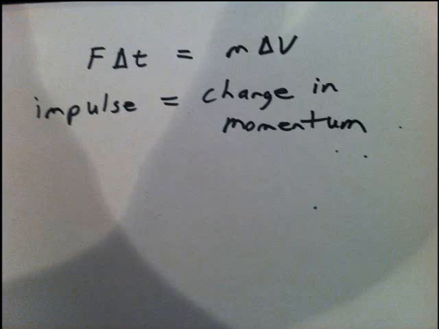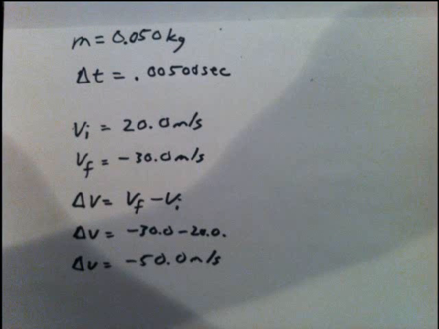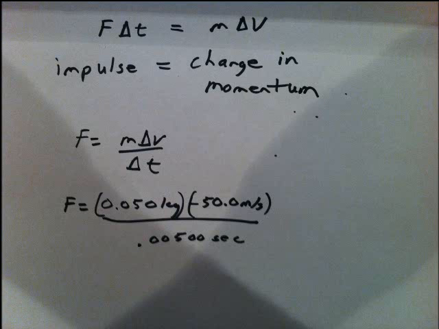Let's first look at what we know. In this problem, we know the mass, we know the time, we know the initial velocity is 20, and the final velocity is negative 30. That gives us a change in velocity of negative 50. Think of it like it's on a number line.